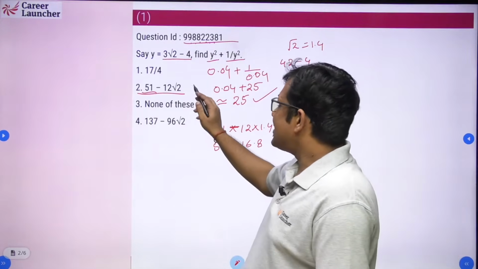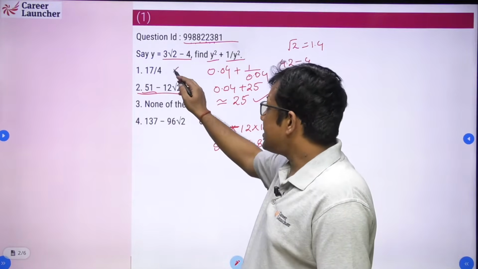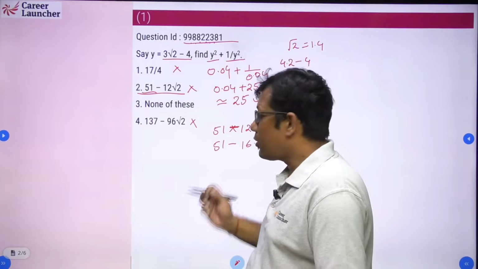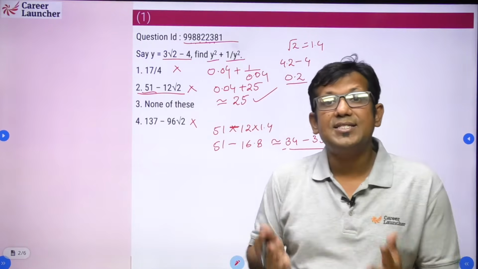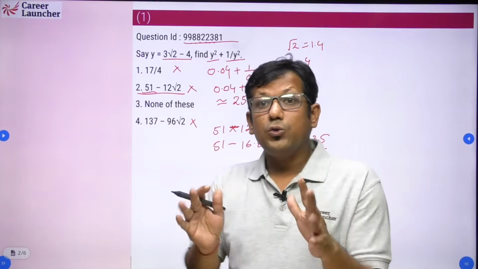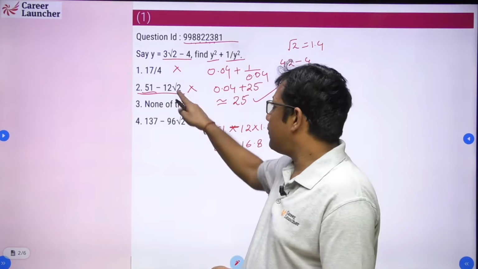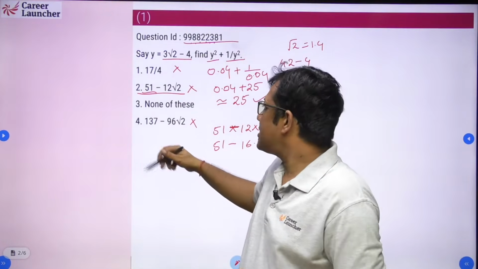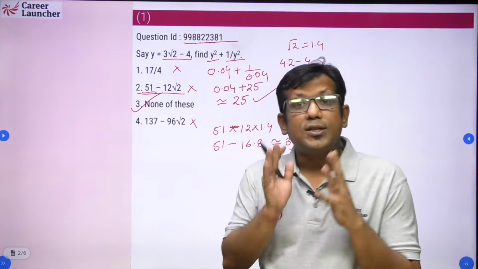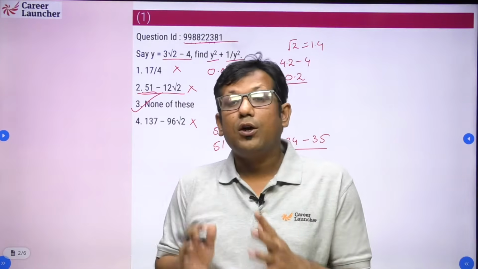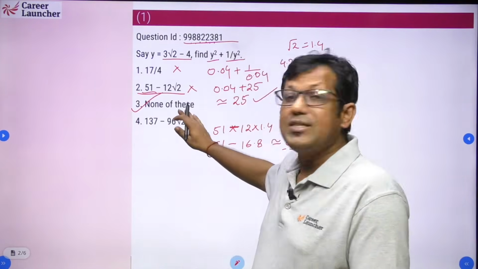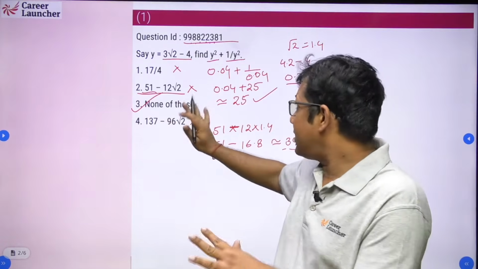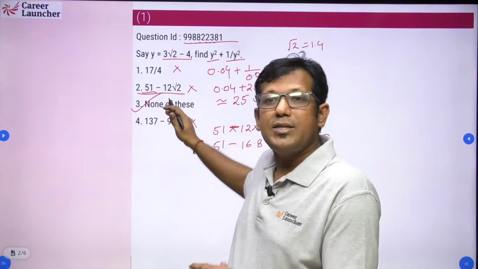So basically this is actually the wrong answer. This is also the wrong answer. This is also the wrong answer. If you rationalize and get the correct answer, you are not going to have any of these three answers. Your actual answer is going to be none of these, which is not there in the actual exam. None of these is the actual answer, but they have given us 51 minus 12 root 2.